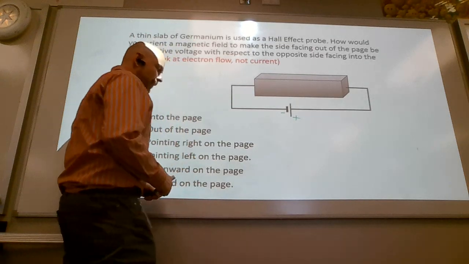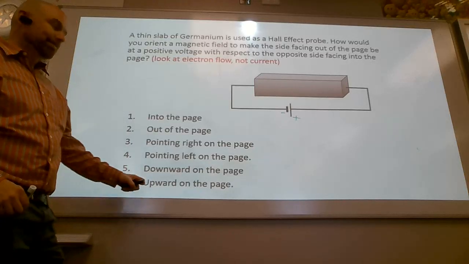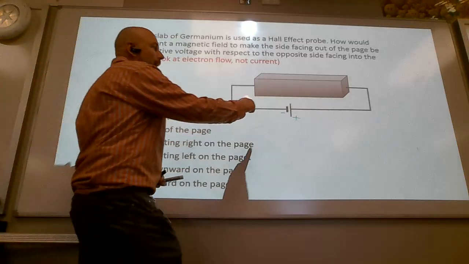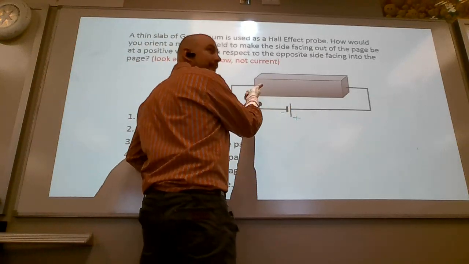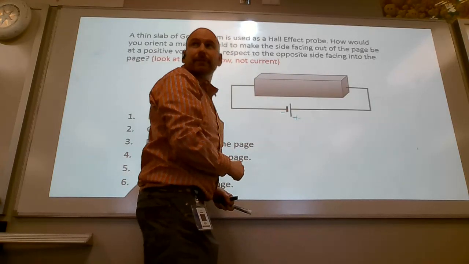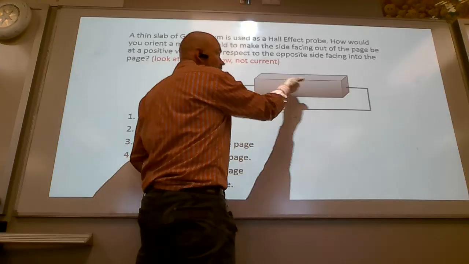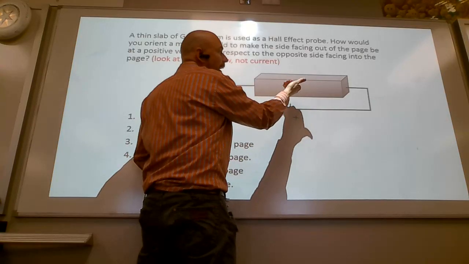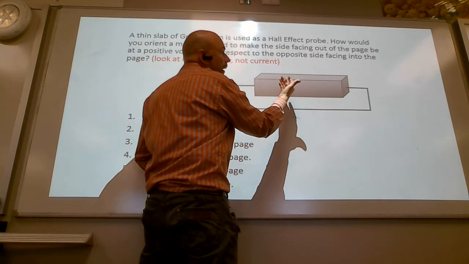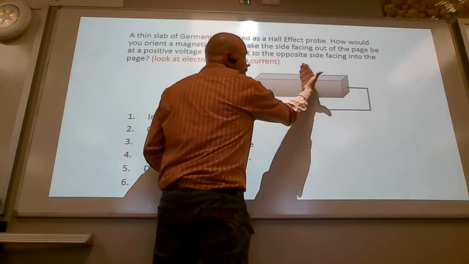Okay. Is everybody good with up? Okay. The electrons are going out of negative into positive, because current goes out of positive into negative. So electrons are going this way. I want the electrons to be shoved back.